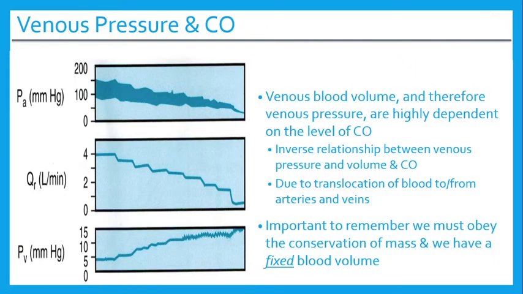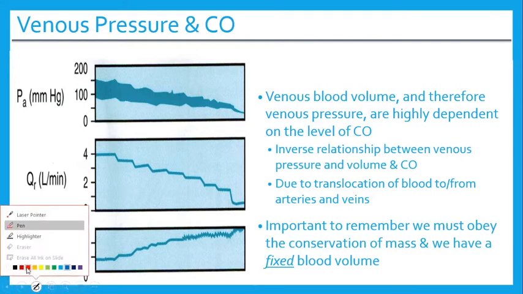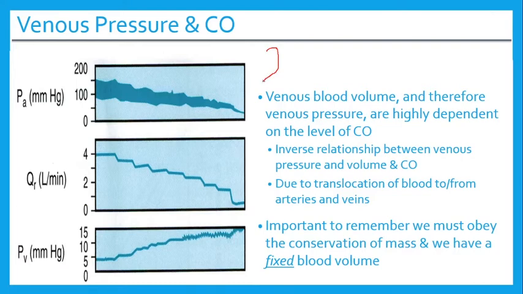Ultimately, venous blood volume and therefore venous pressure is highly dependent upon the level of cardiac output. And as we just saw from the vascular function curve, there is an inverse relationship between venous pressure and volume, and therefore cardiac output. Again, this is due to the translocation of blood to and from the arteries and veins. So, again, if we draw it out here, we have the heart, so this is the left side of the heart. I know, great drawing here. And then we have the right side of the heart.